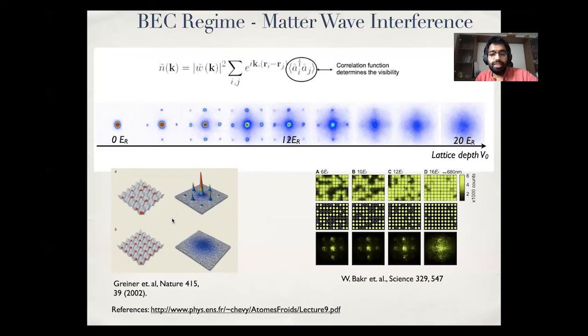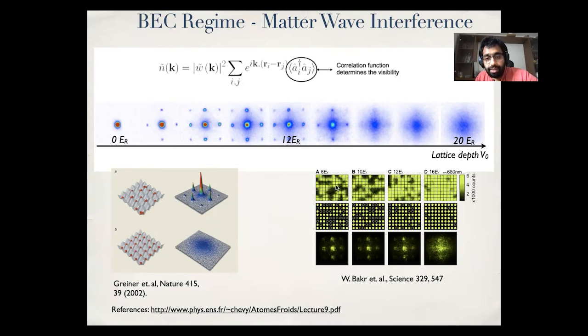That was in 2002. Things have become even cooler now. This is a recent experiment from around the 2010s where you can actually make one of these Mott insulators and not study the momentum distribution, but use what's called a quantum gas microscope, which is a very high resolution imaging system of an optical lattice, and literally look at the fact that you really have a single atom at each site.